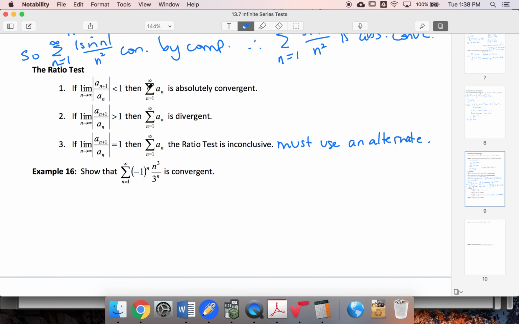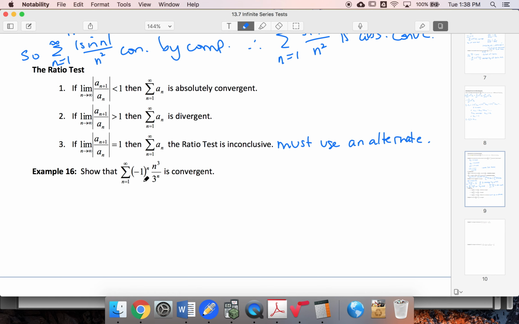Ratio test is great anytime I have functions that might need to cancel. So anytime I have exponentials, factorials, those are when I'm going to think of using ratio test. Also, if I have something alternating, but I can't prove that this is decreasing or that the limit of this goes to 0, then I'll want to look at ratio test.